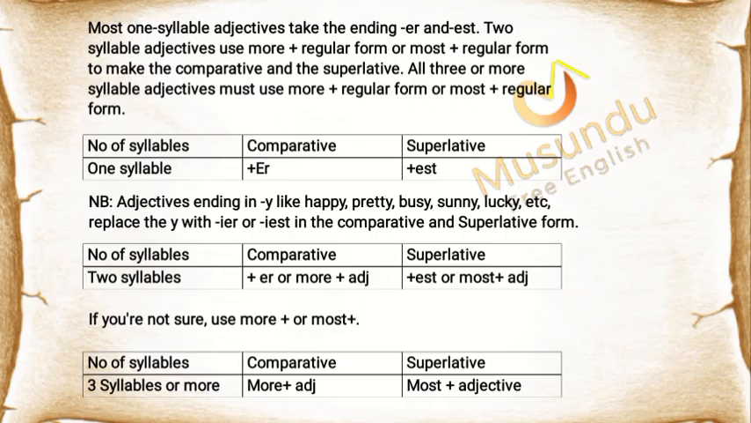Number of syllables, comparative, superlative. One syllable, plus -er, plus -est. NB, adjectives ending in y like happy, pretty, busy, sunny, lucky, etc. replace the y with -ier or -iest in the comparative and superlative form. Two syllables, plus -er or more plus adjective, plus -est or most plus adjective. If you're not sure, use more plus or most plus. Three syllables or more: more plus adjective, most plus adjective.